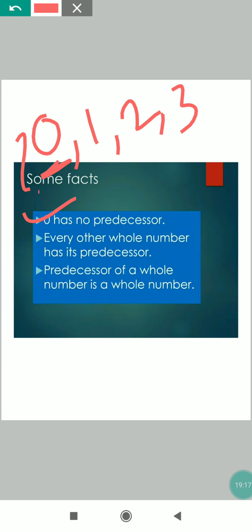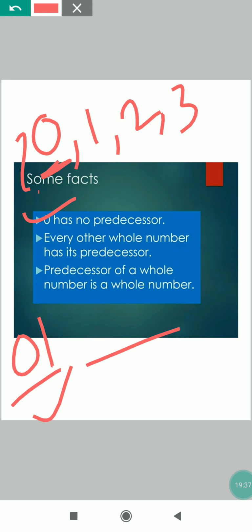In the same way, the predecessor of a whole number is a whole number. If you write the predecessor of any whole number, it will be considered a whole number only. Like if you write the predecessor of 1, it will be 0. So that will also be considered a whole number.